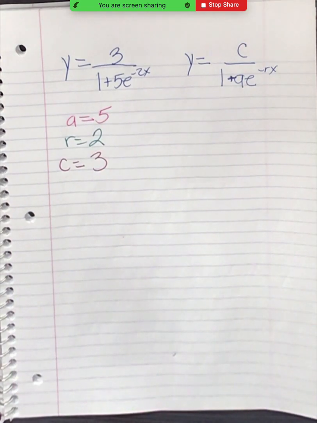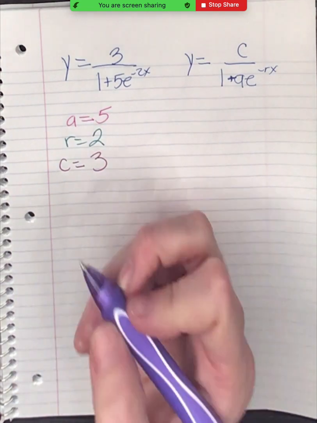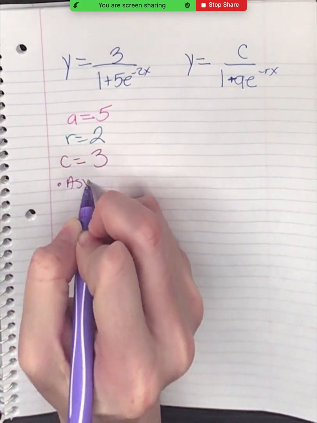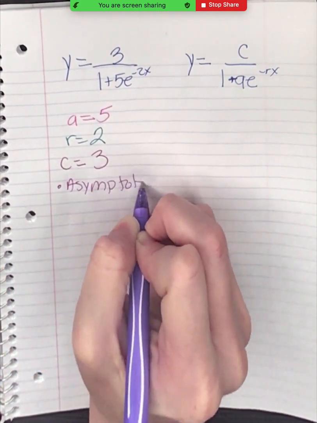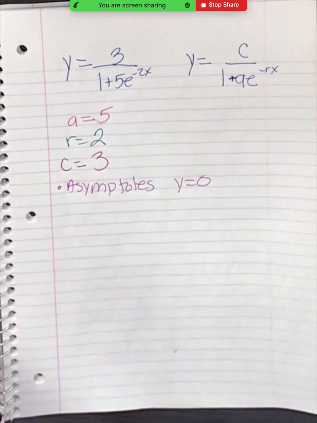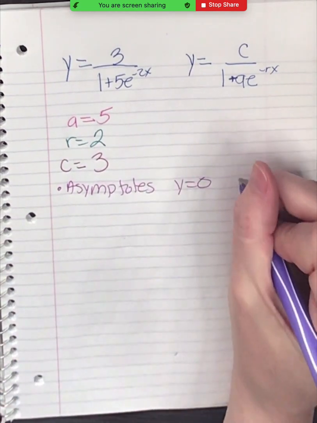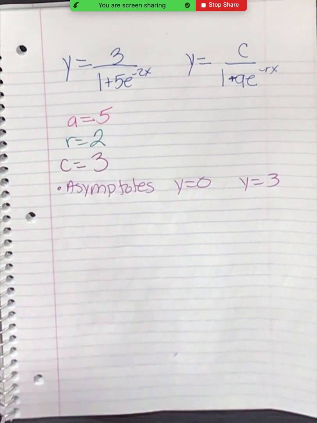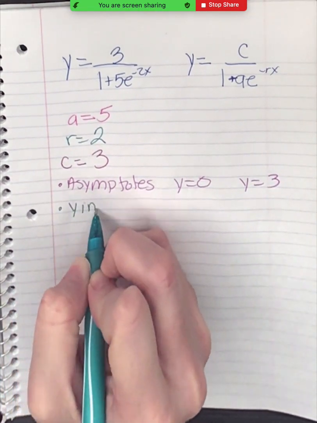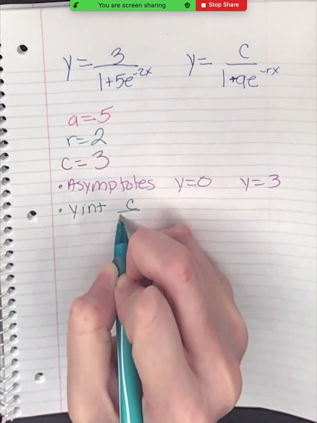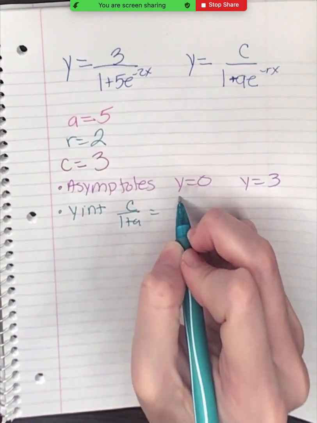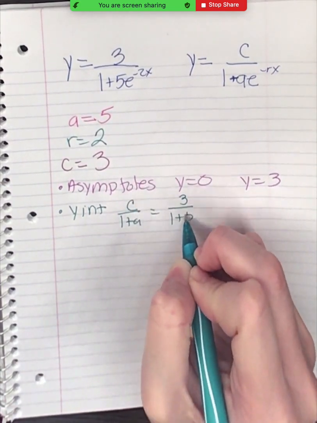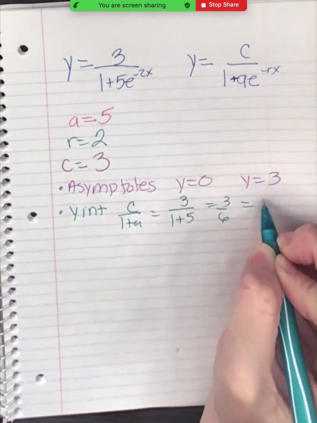Okay, so then you can look at your characteristics. It has asymptotes at y equals 0 and y equals c. Then it has its y-intercept, okay, at c over 1 plus a. So that would be 3 over 1 plus 5, or 1/2.